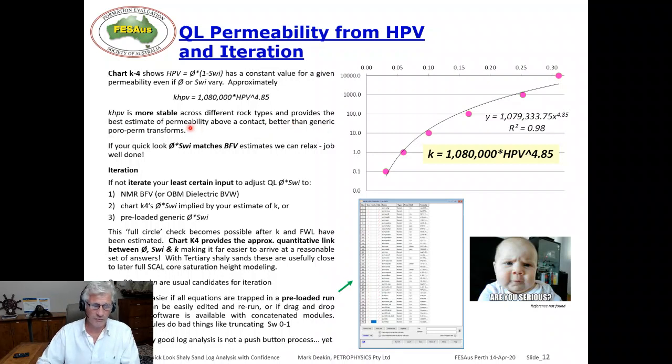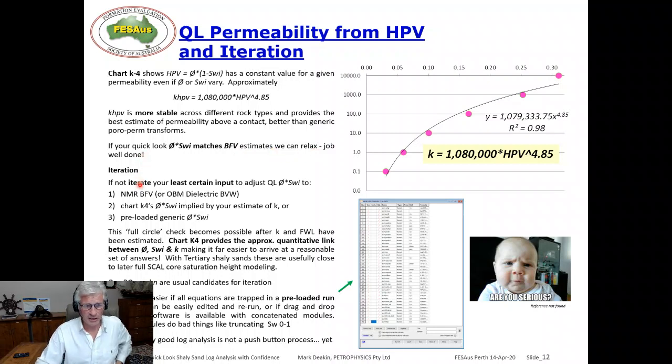Now, often people say to me, well, Mark, what if the rock type changes? Well, that's the nice thing about it. It seems to self-compensate. If you predict permeability from porosity, you better worry about the rock type because it's going to be different if you swap rock types. But if you use hydrocarbon pore volume, one gets bigger and one gets smaller. They seem to compensate, and you get a much more stable relationship across rock type boundaries. In my course, I've got a slide that shows that. If, in the IPRC course that is, your quick look porosity times SWI matches bound fluid volume estimates, we can relax. Job done.